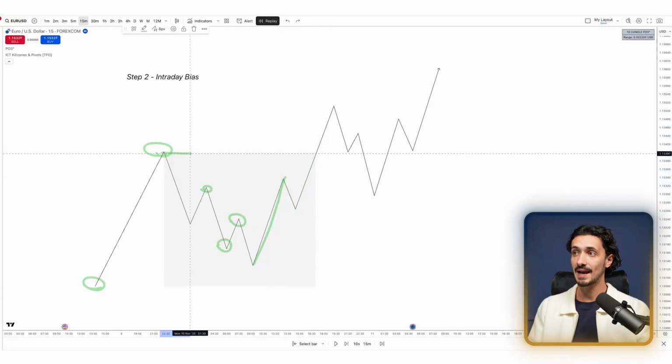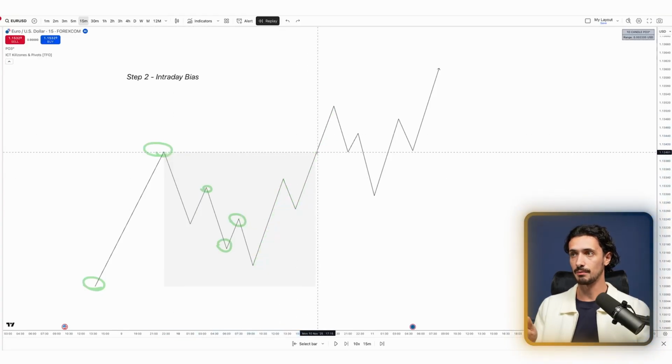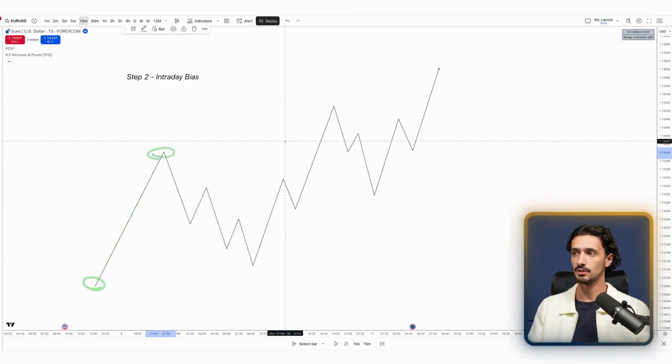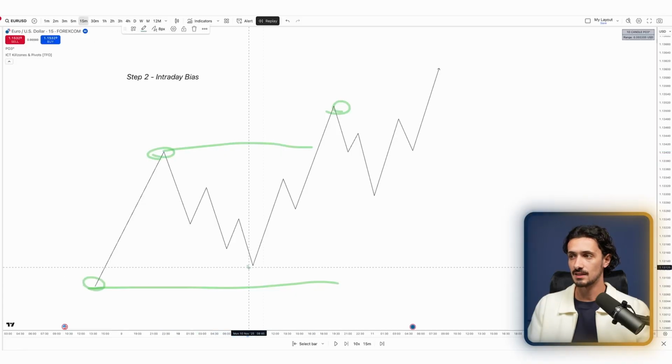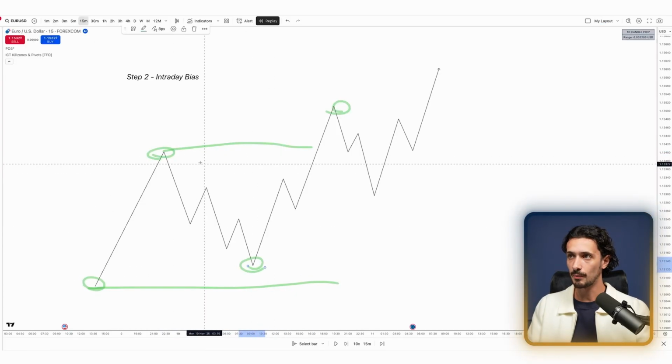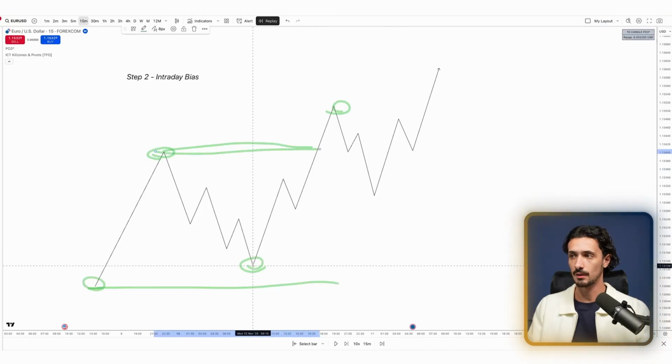And when we break out of this box, that's a valid break of structure. So when we break out of that box, we have now a new higher high. And if we look back, it's very simple. This is the box. The lowest point inside this box before the break outside of the box is your swing low. It's completely mechanical, like it couldn't be any simpler. This is the lowest point in this box before we break out of that box. So this now becomes my swing low.